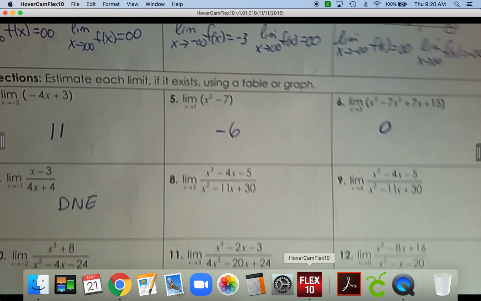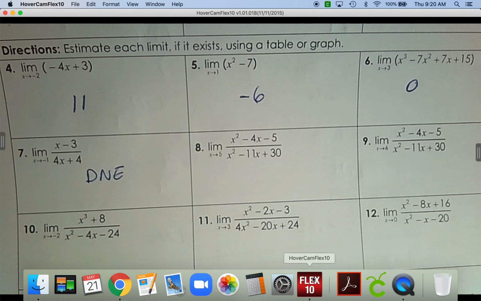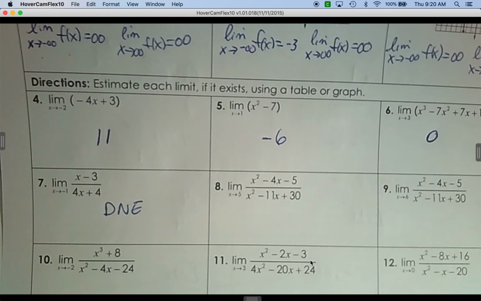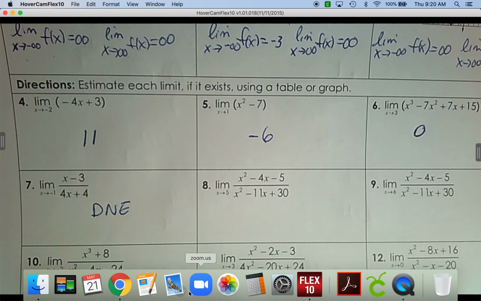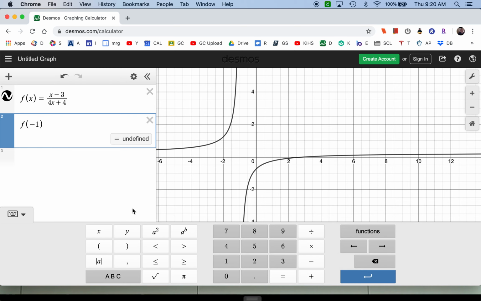So far, those are the answers I have from 4 to 7, looking off a graph to get our limit. All right, number 8. I'm just going to stay on Desmos, and then I'll go back so you can see my sheet in terms of what answer I'm writing down. So the next one, again, I need to be aware of because it's a rational function.